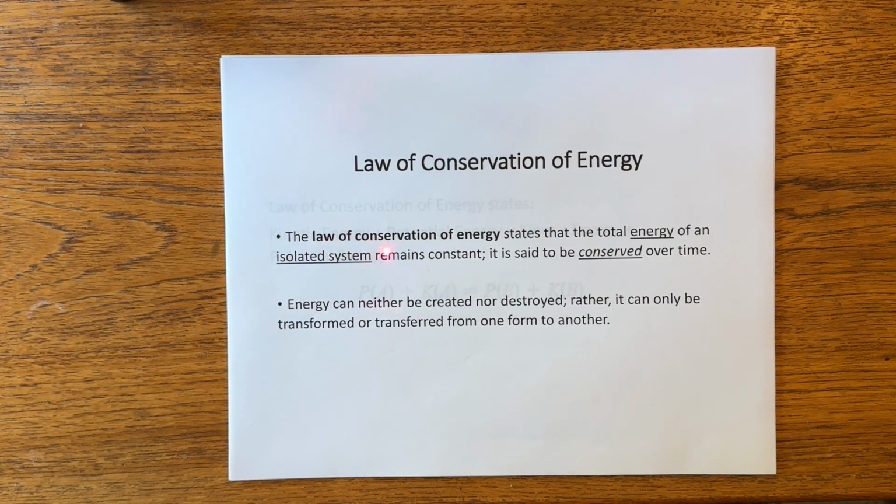The law of conservation of energy states that the total energy of an isolated system remains constant. It is said to be conserved over time. So remember this concept of isolated systems because we'll come back to that at the end of this talk. And energy can neither be created nor destroyed. Rather, it can only be transformed or transferred from one form to another.